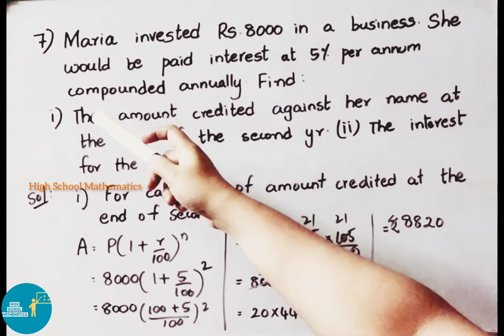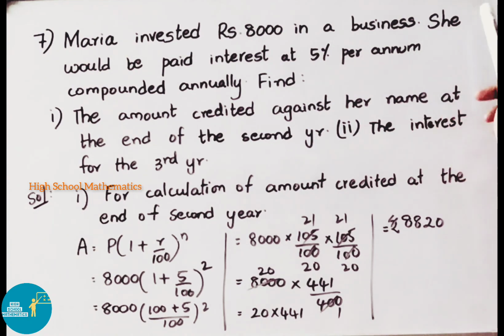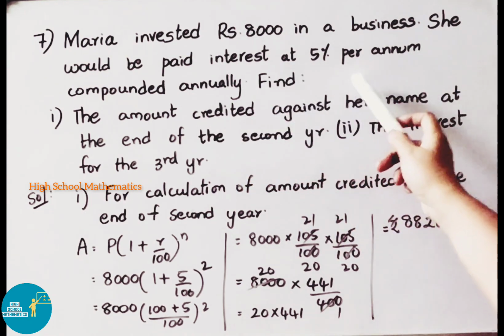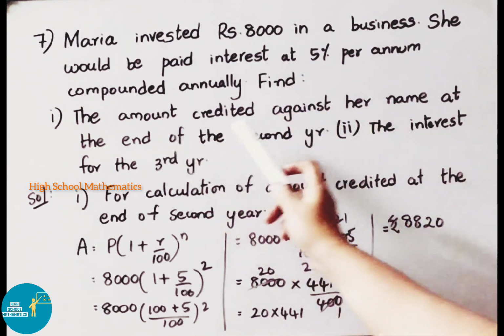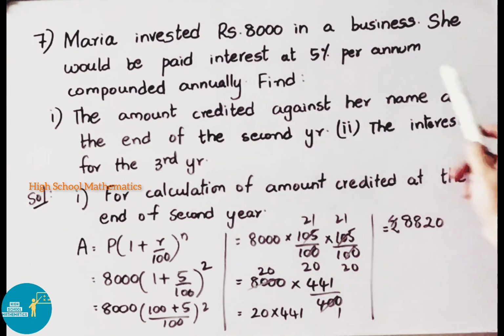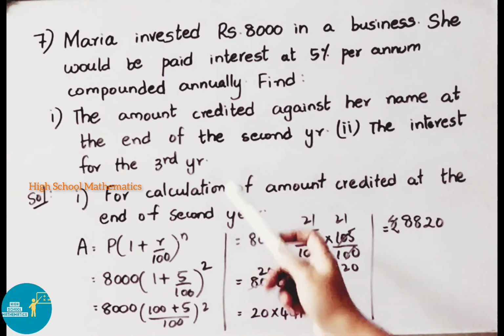See now question number 7. Maria invested 8,000 rupees in a business. She would be paid interest at 5% per annum compounded annually. Find the amount credited against her name at the end of the second year and find the interest for the third year.